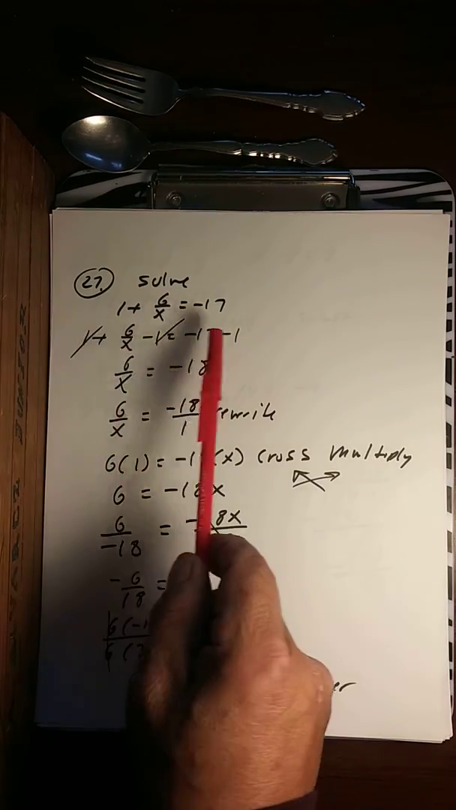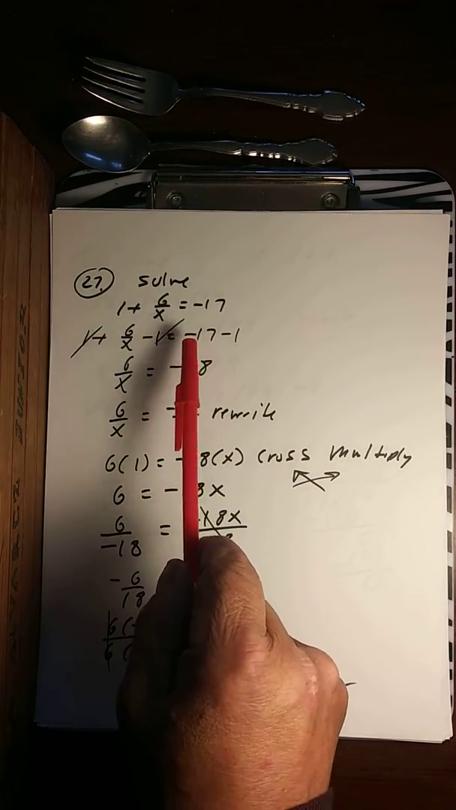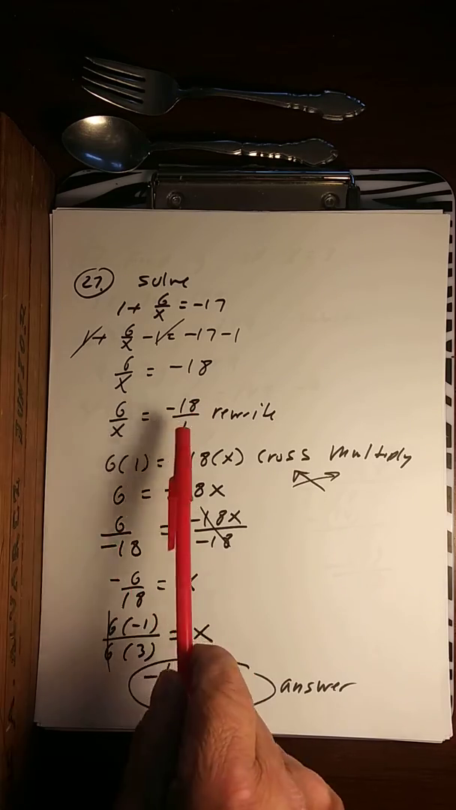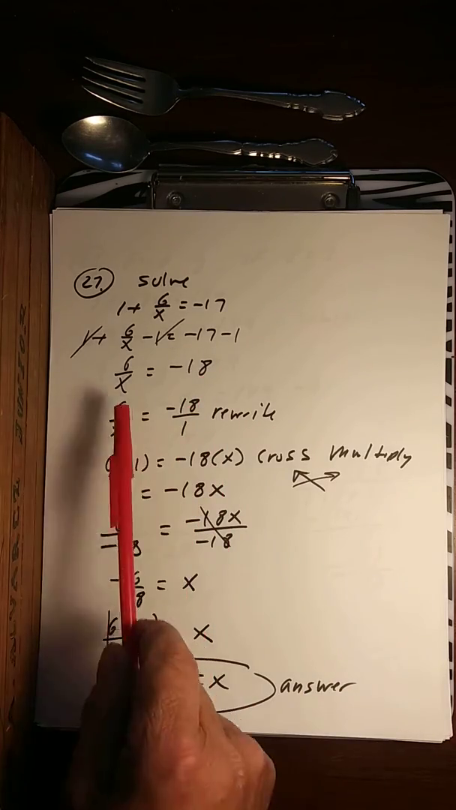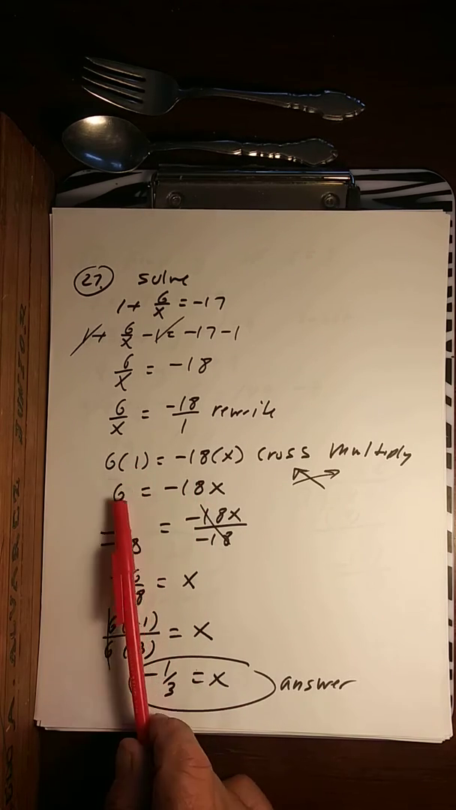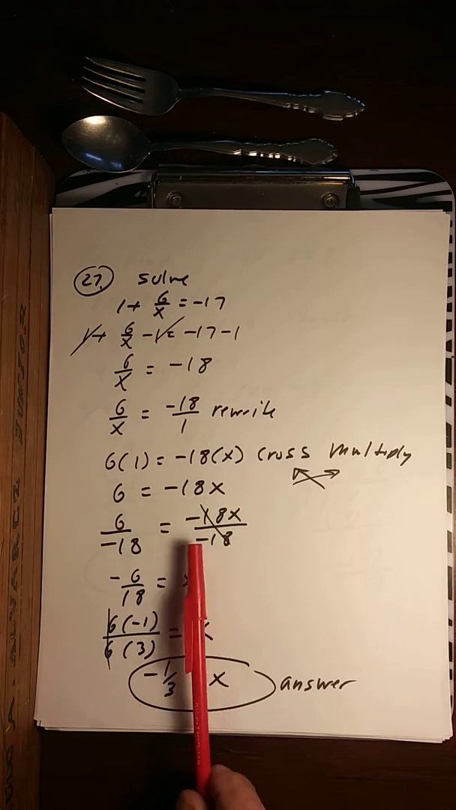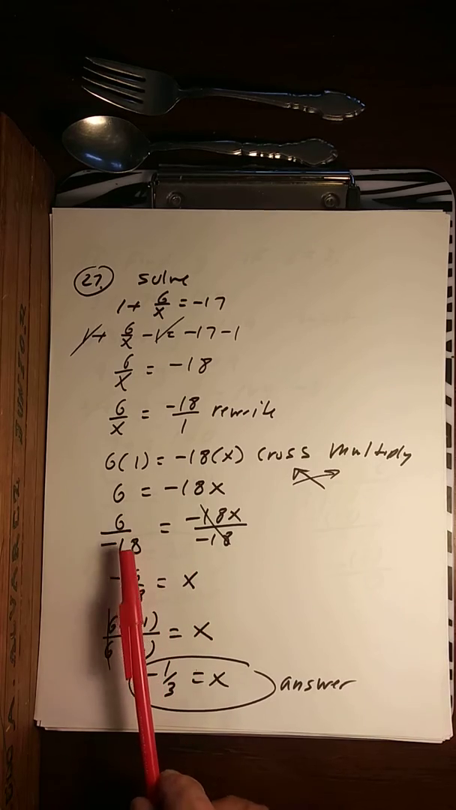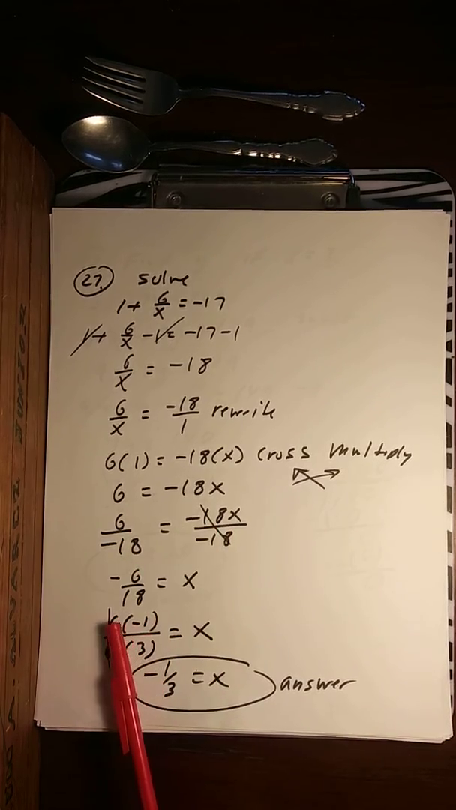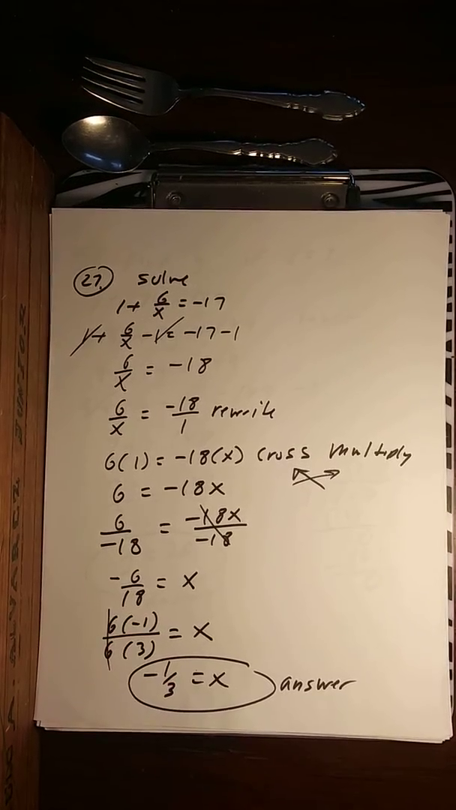This one, I'm going to subtract 1 from both sides. These are gone. So negative 17, negative 1 is negative 18. Now I'm going to rewrite it. 2 fractions, so cross multiply again. That times that is, and x times that. So we have 6x. We have 6 times 1 is 6. Negative 18x. So now divide by negative 18, negative 18. 6 over negative 18, or negative 6 over 18, rewrite it. And that's 6 times negative 1, 6 times 3, because the 6's are gone, so we have negative 1/3.